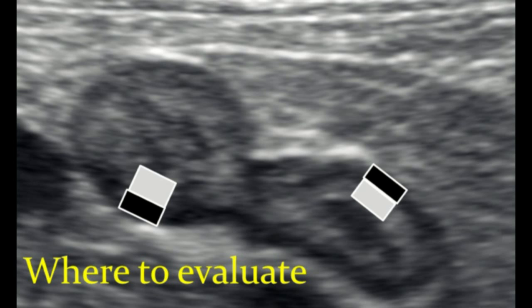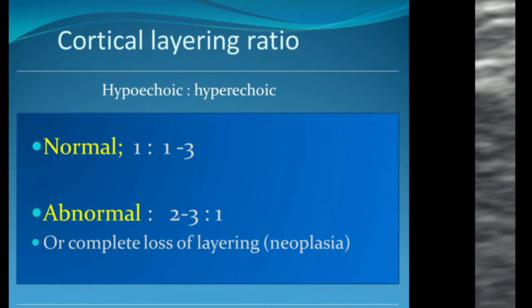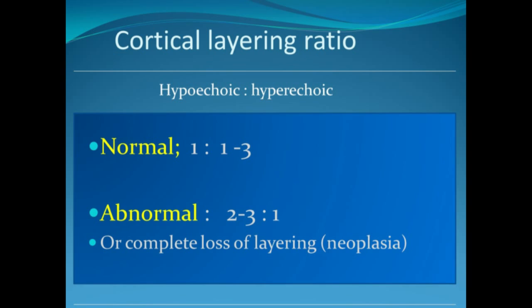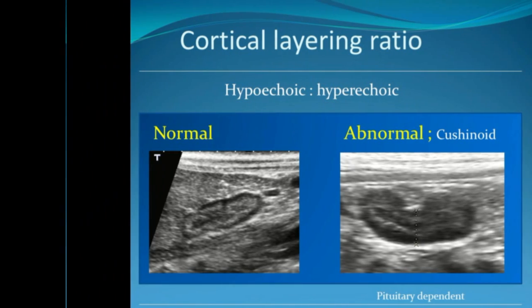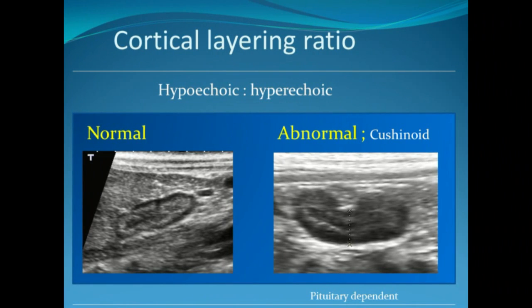So taking that into account, we've got these measurements. We're going to look at normal, a 1 to 1 to 3 ratio. In other words, the hypoechoic to the hyperechoic area of the cortex. And abnormal is a 2 to 3 to 1, or a complete loss of layering that you would see with neoplasia or an adrenal gland tumor. So normal, abnormal. Can we see the difference there? Hopefully you can appreciate that the hypoechoic image on the abnormal side is much thicker.